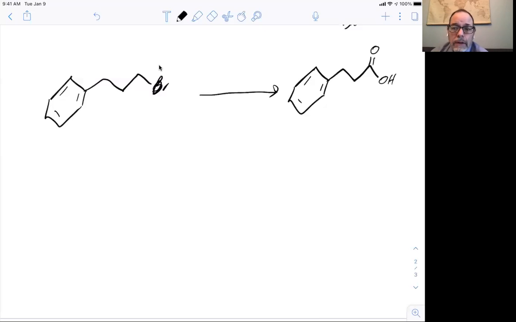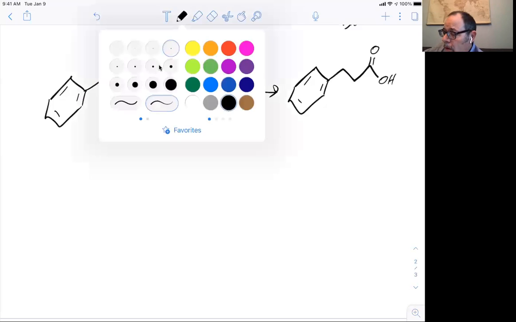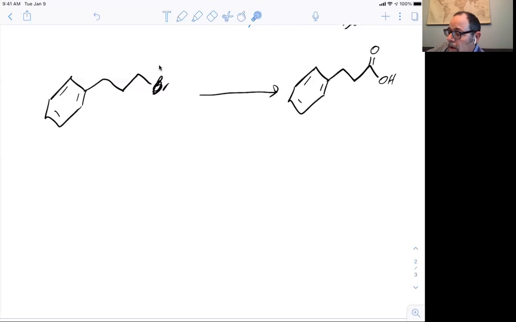Okay, let's go ahead and look at this one. If we look at our questions, have we seen a carbon skeleton change? We have our aromatic, 1, 2, 3, 4... Did I lose a carbon? Oh wait, 1, 2, 3, 1, 2, 3. So no carbon changes. We're going from an alkyl halide to a carboxylic acid.